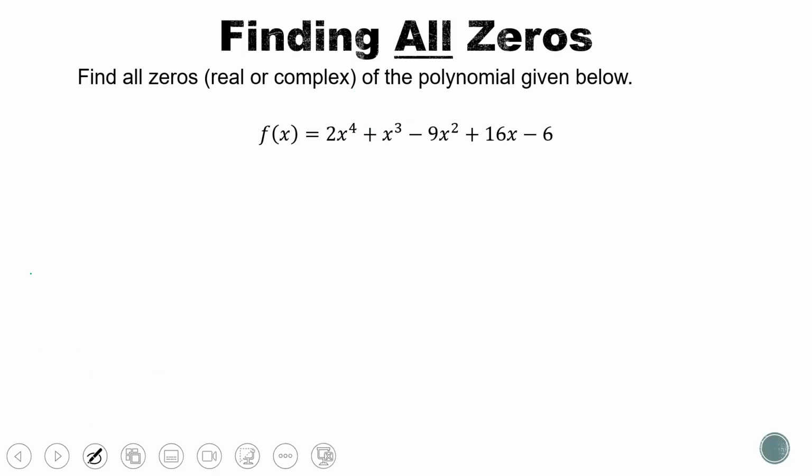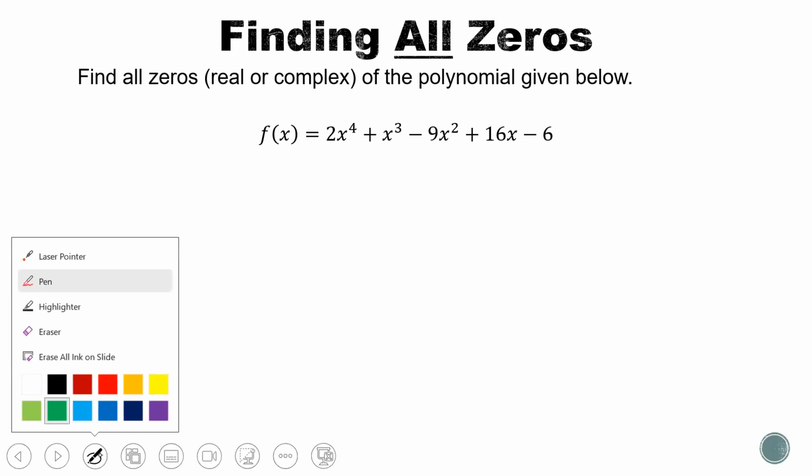So we can't factor this, especially because if we look at all of the terms here, they don't all have something in common other than that they're all divisible by 1. And we also can't use something like the quadratic formula. So to start, what we're going to do is graph this function and find one of the zeros using the graph.